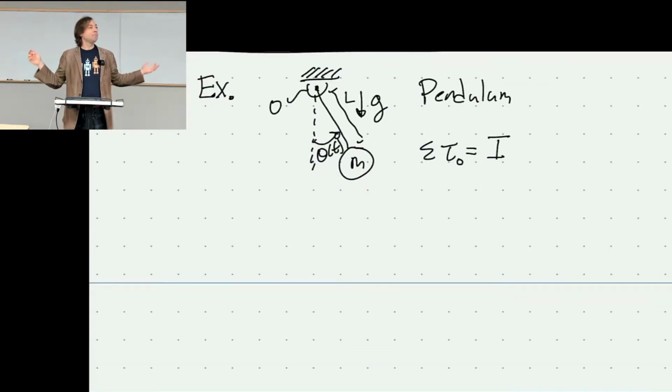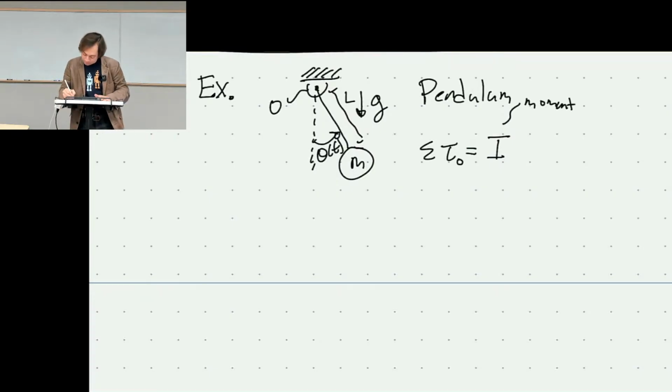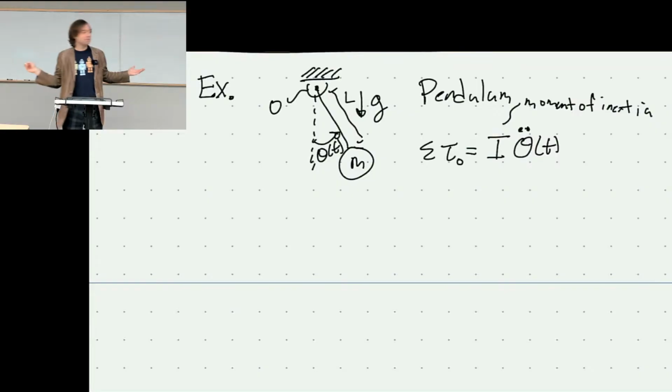But anyway, this is I, some moment of inertia I. Who learned that today? Some of you. Good. All right. Here you have your moment of inertia. It's like your mass, but for rotations, times your acceleration, which we know is theta double dot. My little double dots, right? Okay. Those are your equations of motion for this rotating object.